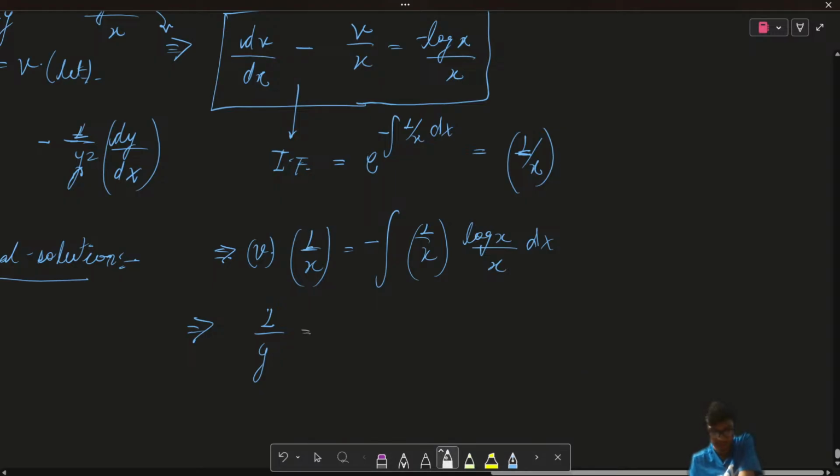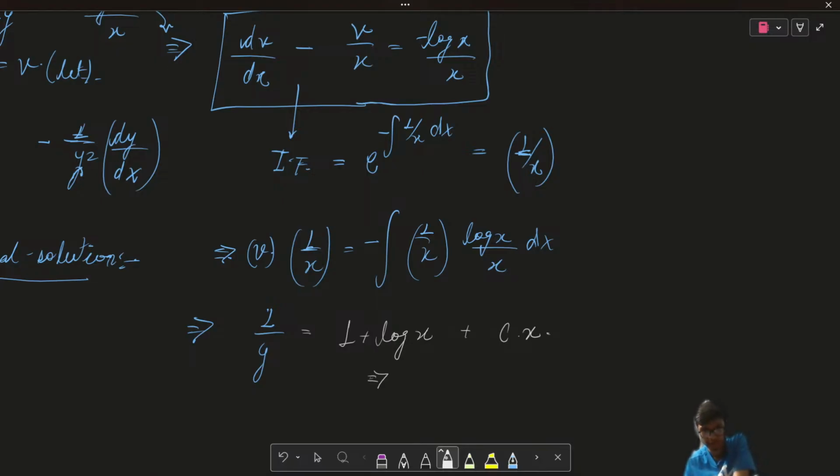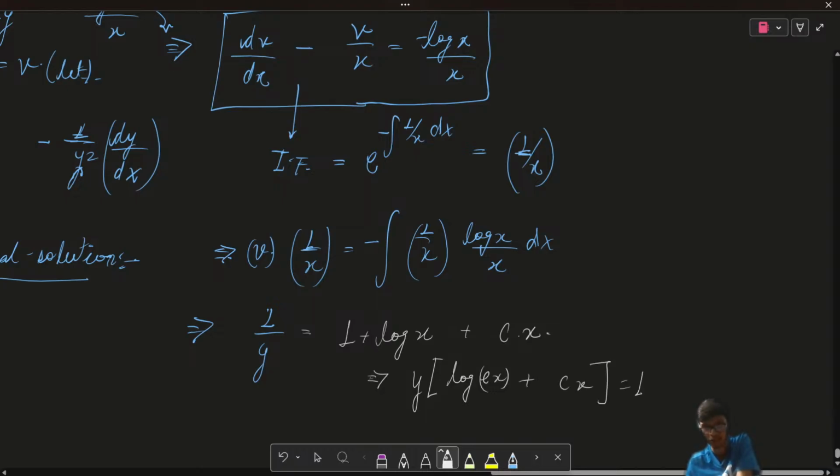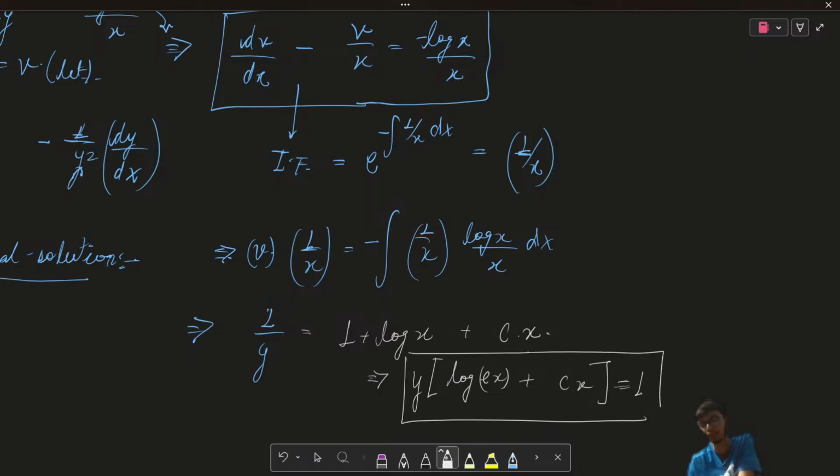So 1/y is equal to 1 plus log x plus some constant times x, right? I can combine that and write this as y times (log of e·x plus Cx) is equal to 1, right? So this is going to be the final general solution of the differential equation.